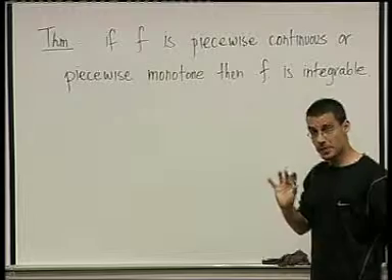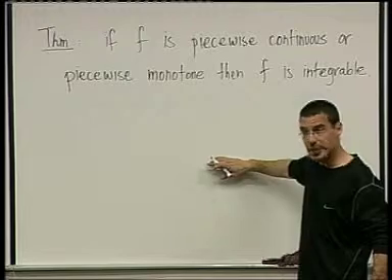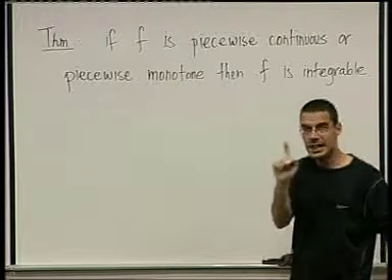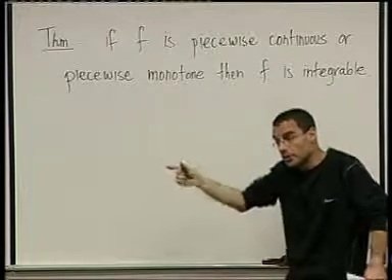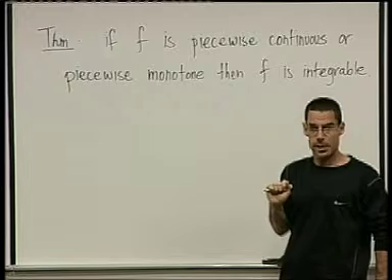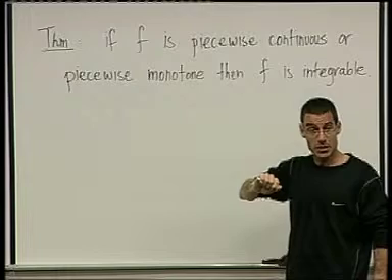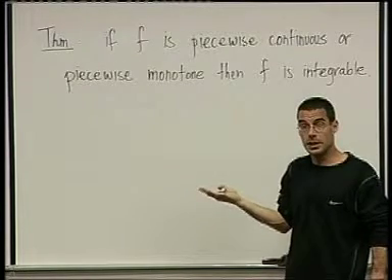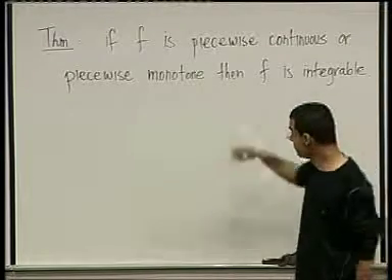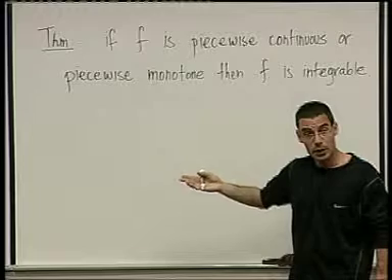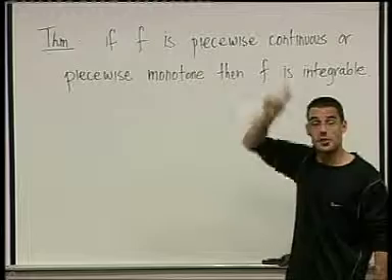Piecewise means that you can divide the interval into finitely many subintervals, and on each of these subintervals, f is continuous. So it means that it can have a finite number of discontinuities. These discontinuities can either be of type jump, removable, or essential of the oscillating type.